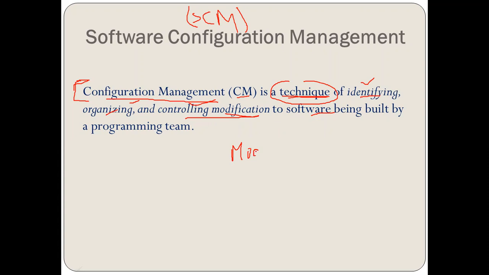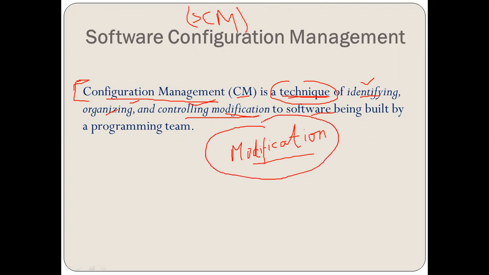We are going to talk all about modification in the software, because we are going to identify what we have to modify, we have to organize how the modification is to be done, and we have to control how the modification will take place and how it will be implemented. So all together we are talking about modification. Software configuration management revolves around the concept of modification, or in simple terms, change. So this is what software configuration management is about.